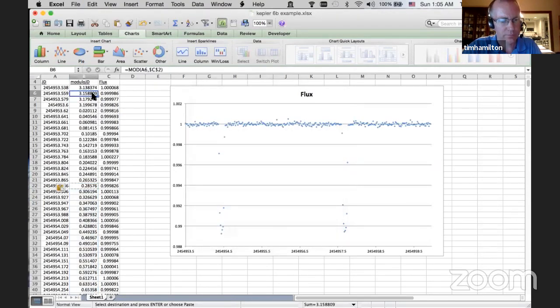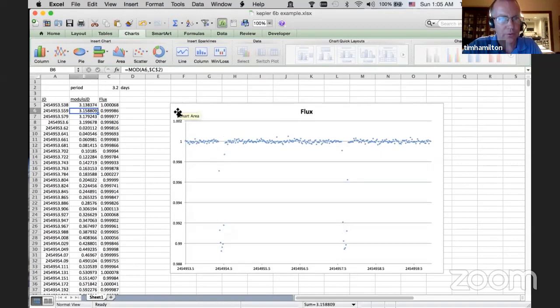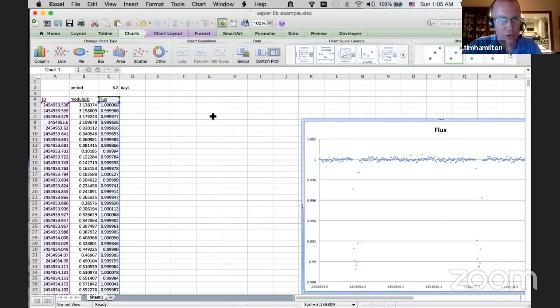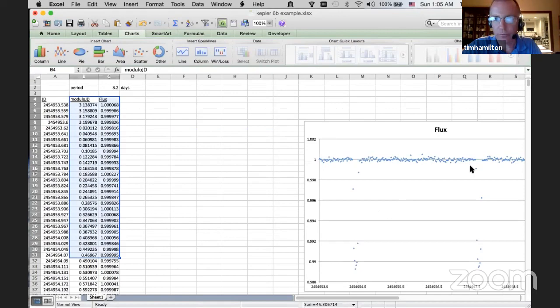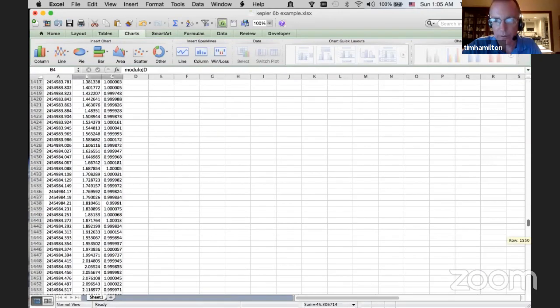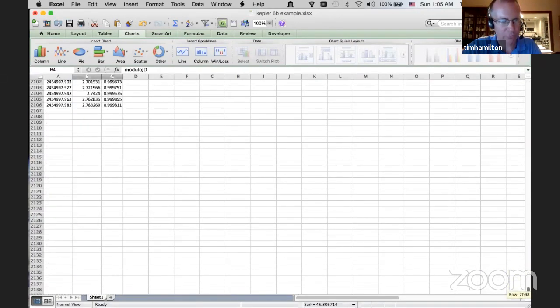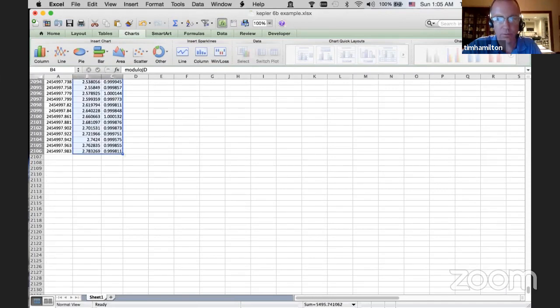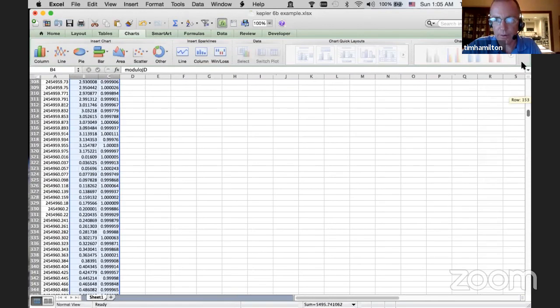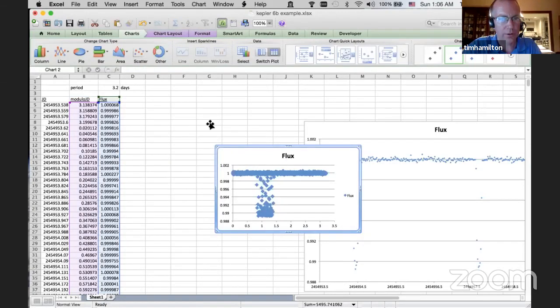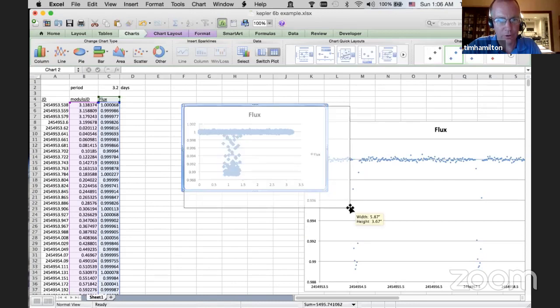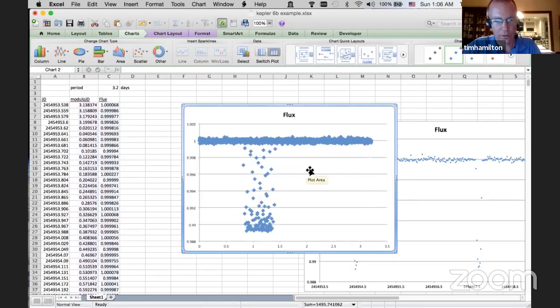Okay, let's save that. So let's make a new plot, which is a phase plot here. We'll take the modulo Julian date and the flux. In TopCat, all you have to do is select those two and make a new plot. There, all right. This is starting to look like something a little more professional, like how you'd study these.